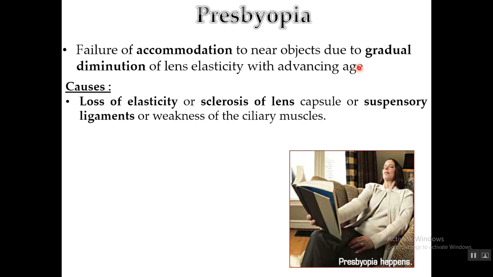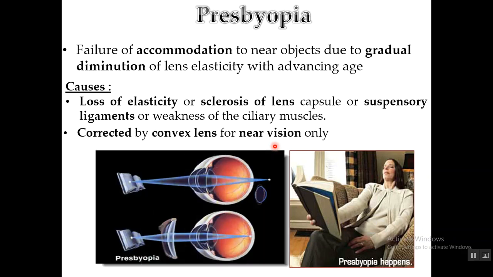What is the cause for presbyopia? The cause for presbyopia is the loss of elasticity of the lens or sclerosis of the lens or suspensory ligament. Sclerosis of the lens capsule or suspensory ligament or weakness of the ciliary muscle. Okay, this is corrected by a convex lens only. Convex lens during the near vision, or what's called reading glasses. We need reading glasses, and these reading glasses are convex or plus or positive lenses. Okay, this is the presbyopia.